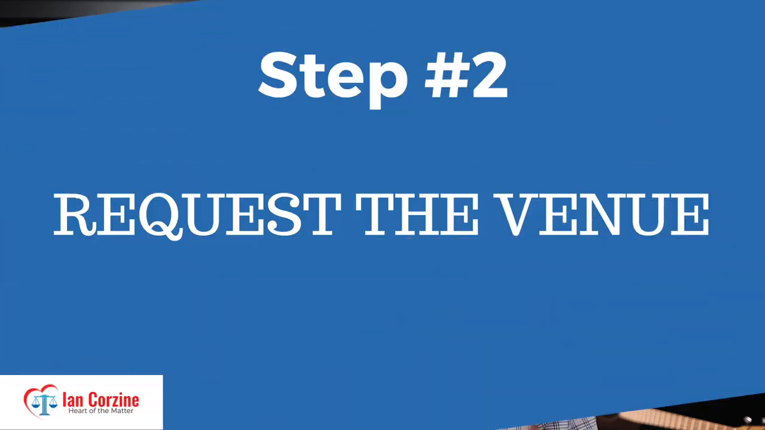Step number 2, pick the place of arbitration. Now, oftentimes the arbitration agreement has a clause in it which says where the arbitration should take place, but you, as a party to an arbitration, need to request in writing where you want the arbitration to take place. If you don't do that, then oftentimes you waive that opportunity and the other side can control where the arbitration is.